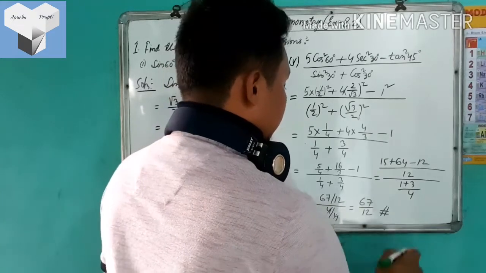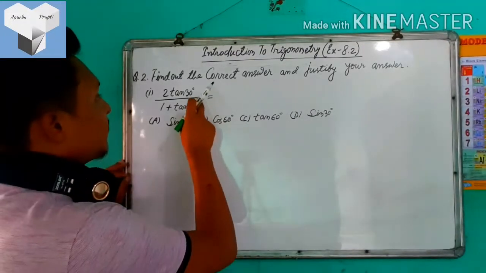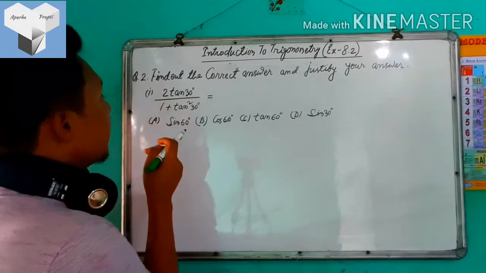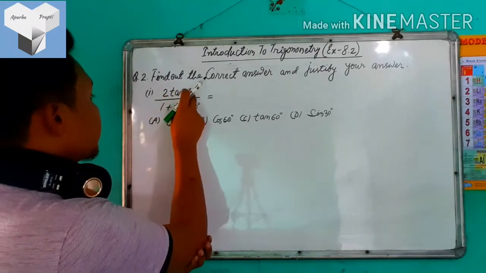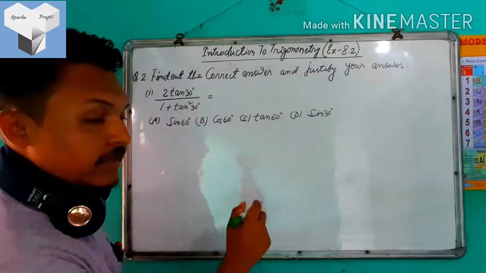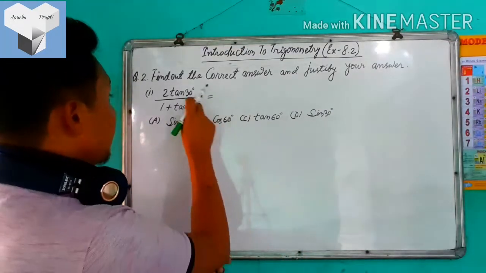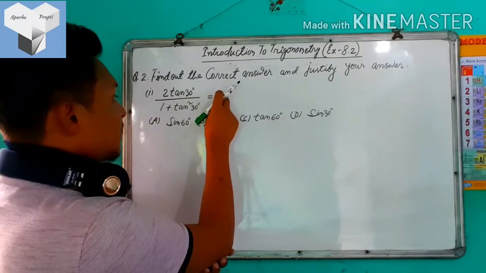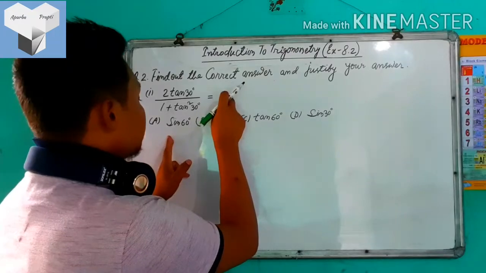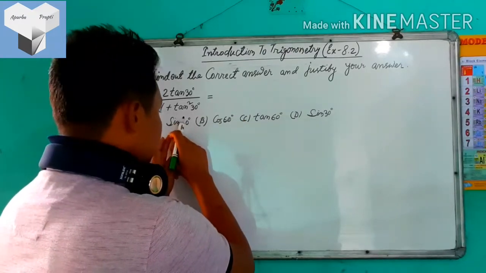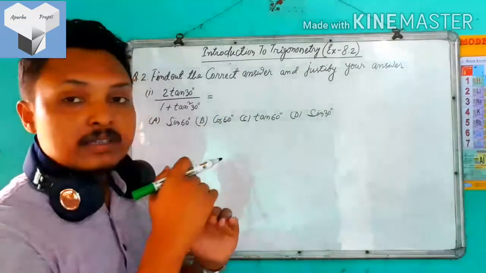This is the answer. So guys, in question number 2, we need to find out the correct answer for this given expression. That means the given expression is twice tan 30 degree divided by 1 plus tan square 30 degree. So what will be the simplified value of this expression? We need to find out first of all, and then we have to compare. So with whom among this given data its value is identical or same.